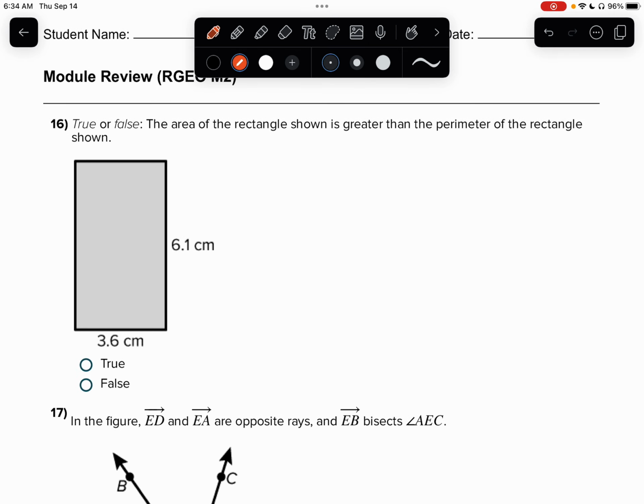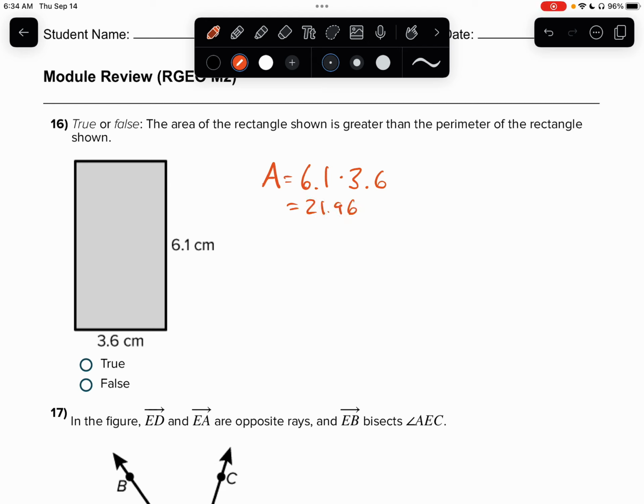True or false? The area of the rectangle shown is greater than the perimeter of the rectangle shown. Okay, so the area, we just have to multiply them together. So area is going to be 6.1 times 3.6. 6.1 times 3.6 is 21.96.